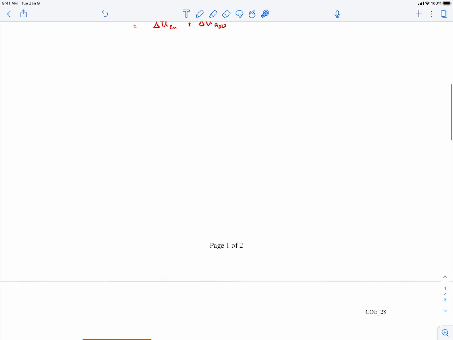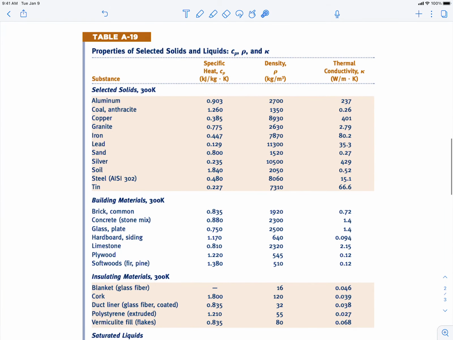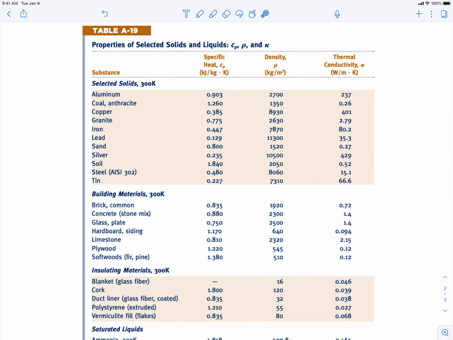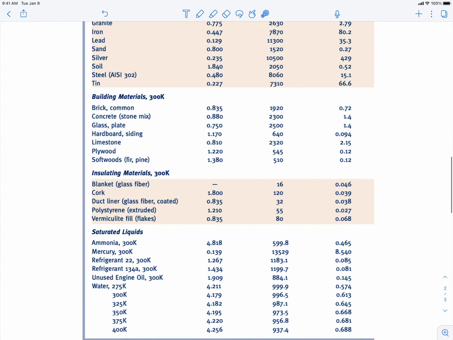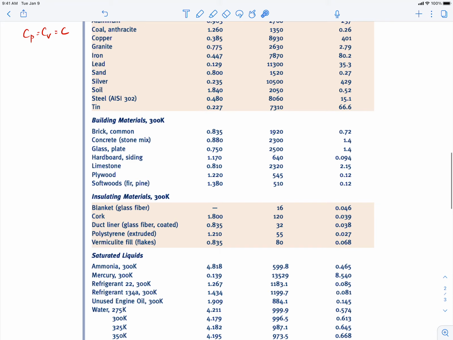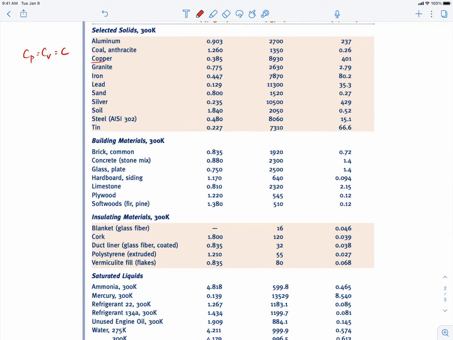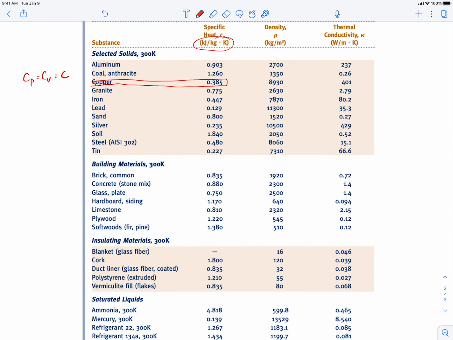And I've posted a table here. This comes from the Moran et al. textbook. And it's the specific heats for solids and liquids. They give it as C sub P, but remember, for an incompressible substance, C sub P and C sub V are the same. I often just call it C. So they just put C sub P here instead. So it's the specific heats for various substances. So we're dealing with copper. So that specific heat is right here, 0.385 kilojoules per kilogram Kelvin.